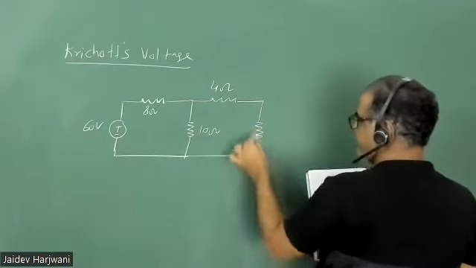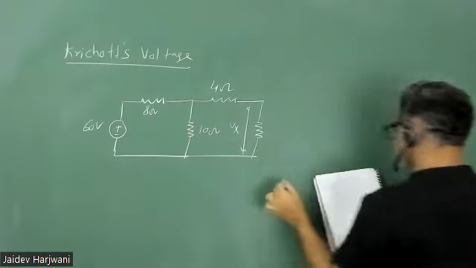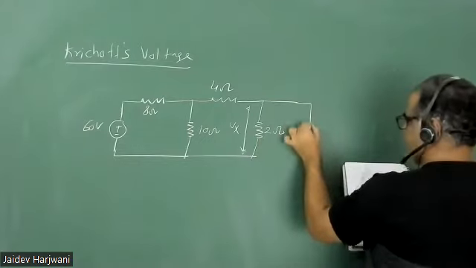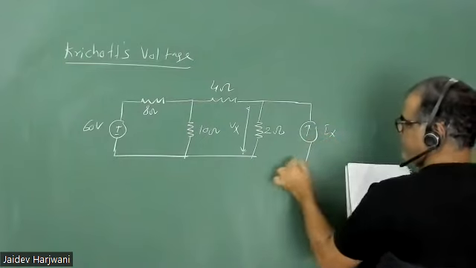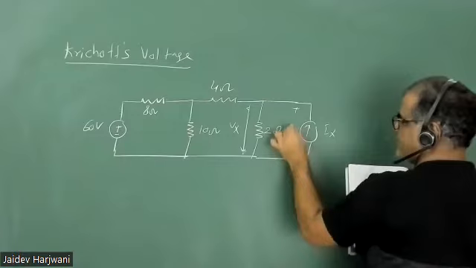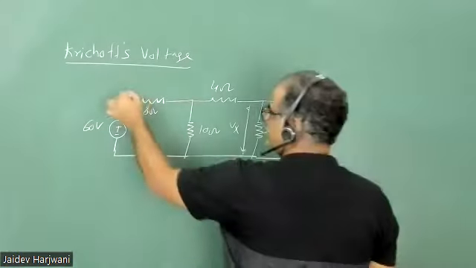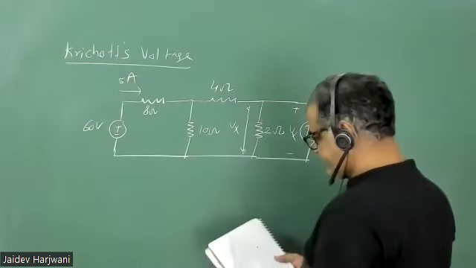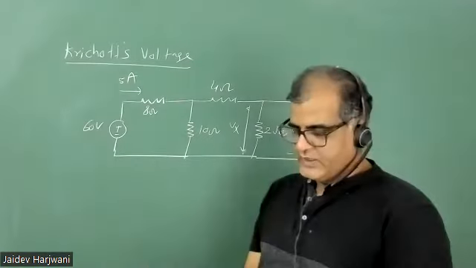You need to calculate this Vx. What is the voltage drop here? Vx, and this resistance is given 2 ohm, and this is your Ix. So these both are parallel, so here also voltage drop is Vx. And you have also been given the current coming here, 5 ampere. So solve, tell me what is Vx.